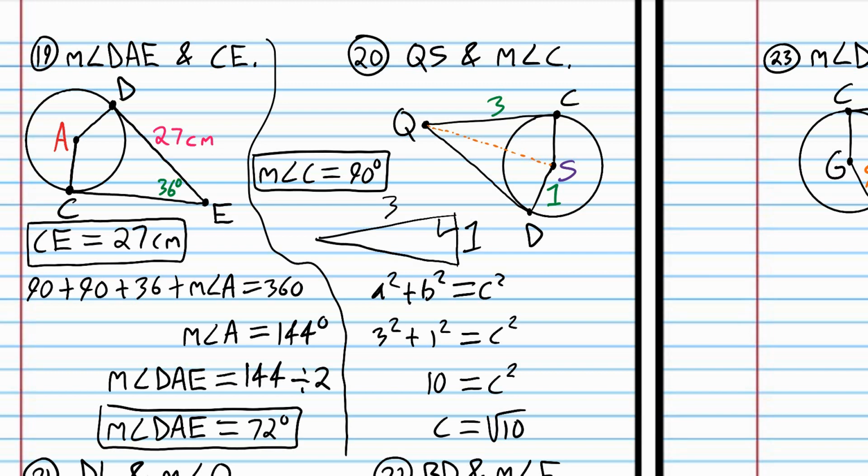But we're going to change that to QS. That's really what we're looking for. QS is equal to root 10. It would be plus or minus root 10, but again, you can't have a negative side.